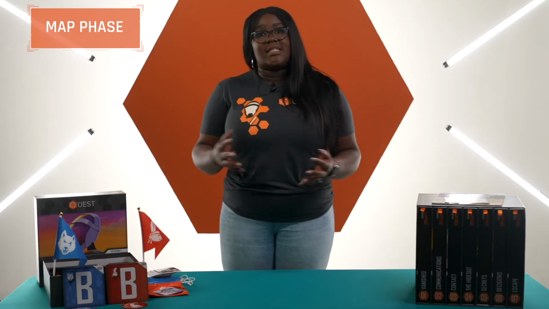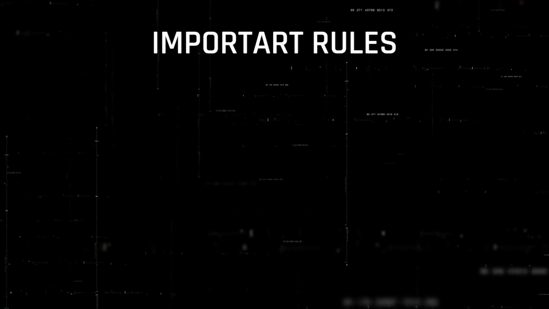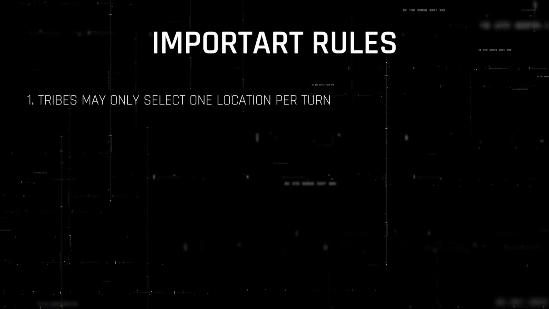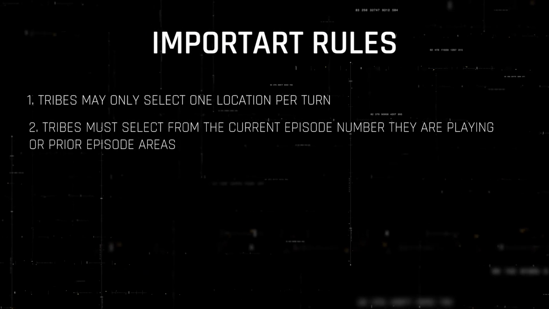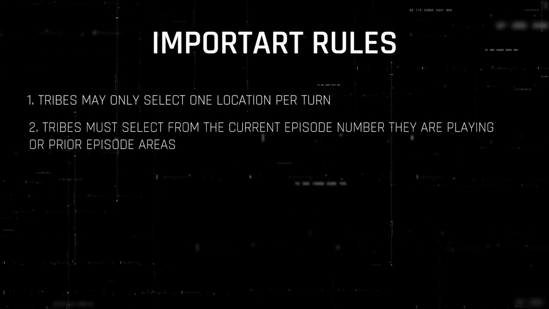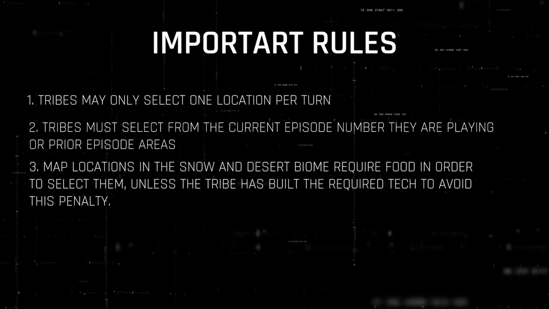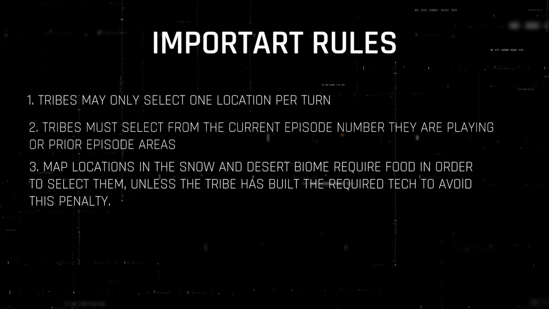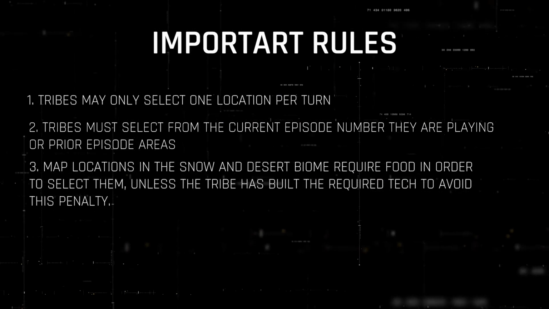The following is a list of important rules to keep in mind about map selection. First, tribes may select 1 location per turn. Second, tribes must select from the current episode number they're playing or prior episode areas. Third, map locations in the snow and desert biome require food in order to select them, unless the tribe has built the required tech to avoid this penalty.